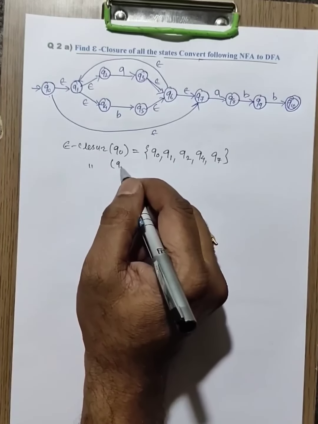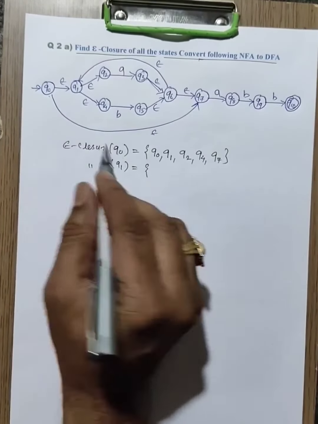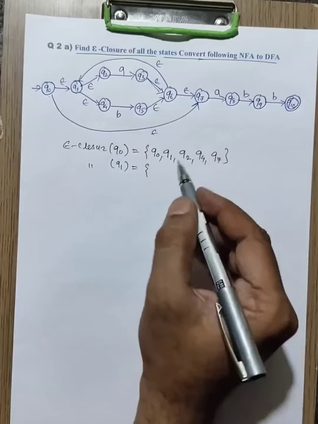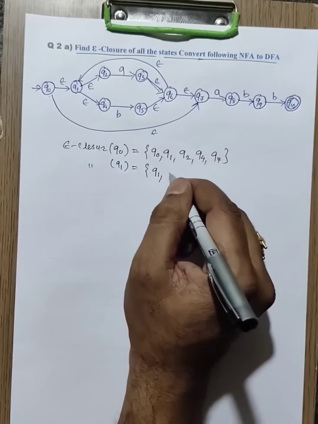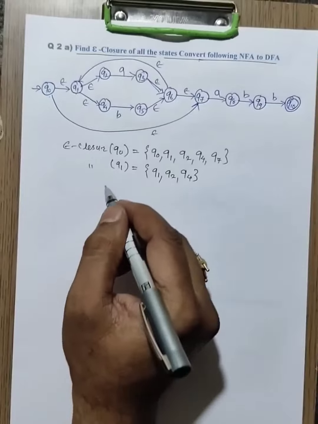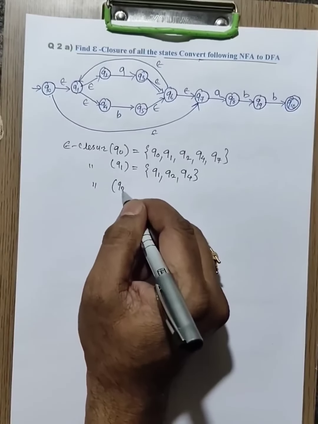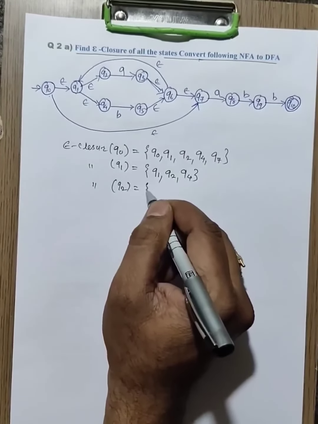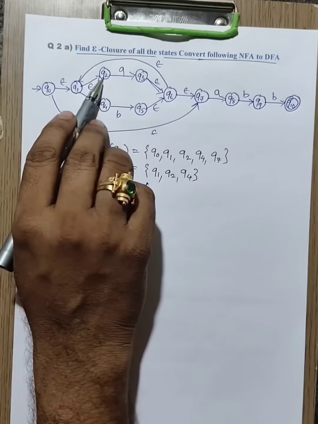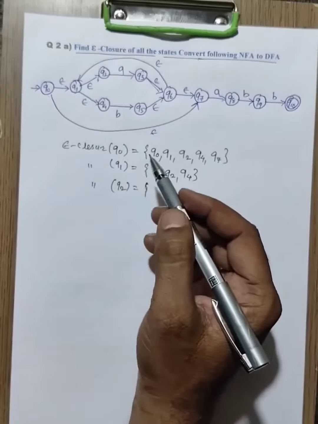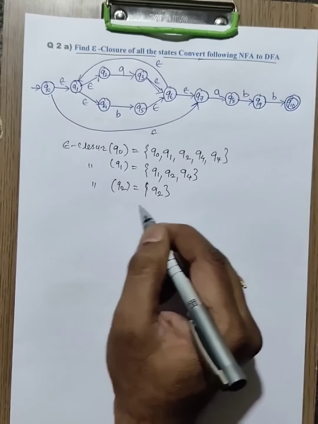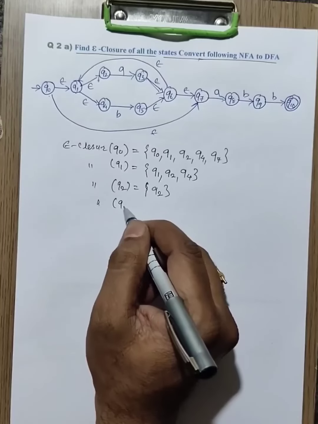Next, epsilon closure of Q1: Q1 itself, then Q2, Q4. So it is Q1, Q2, Q4. Epsilon closure of Q2 is only Q2, because from Q2 there is no epsilon transition. Means epsilon closure of Q2 is only Q2.